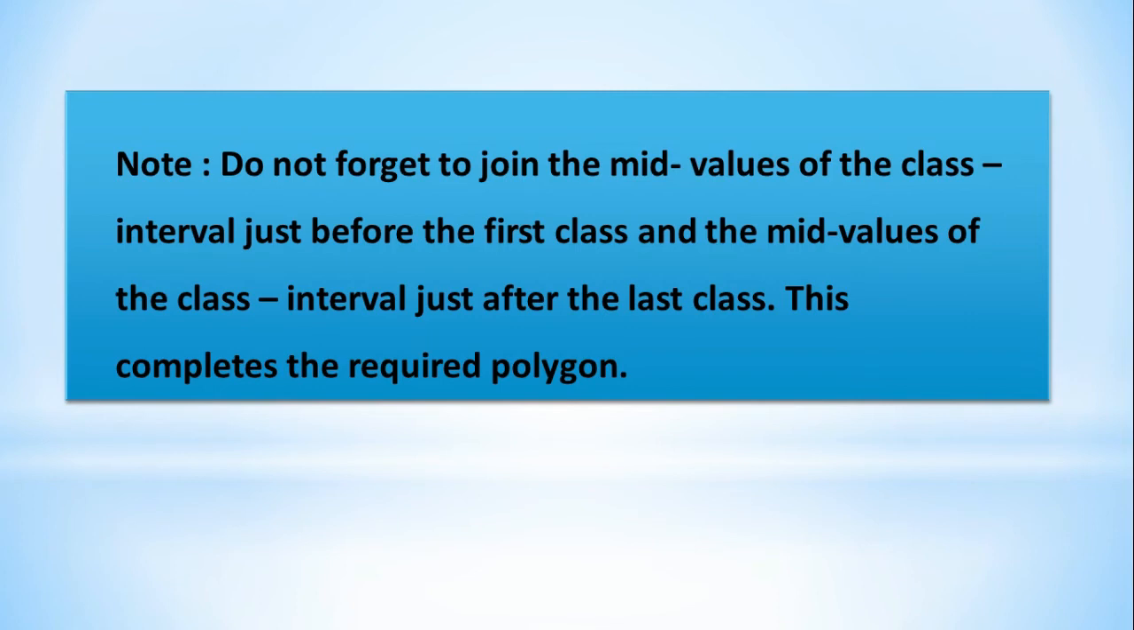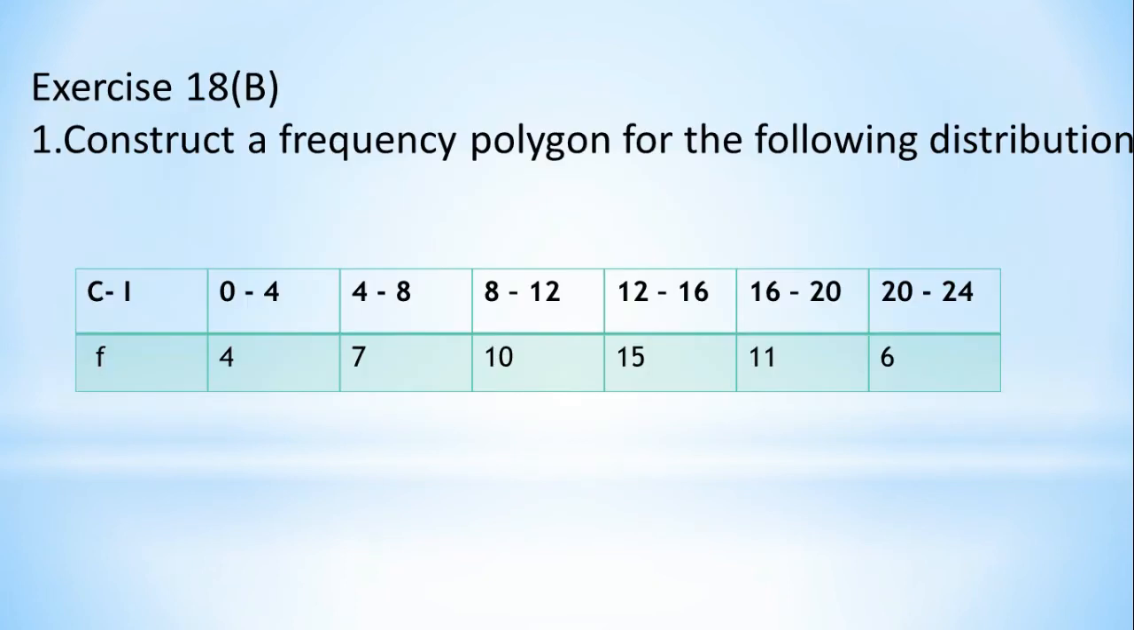Again I am reminding you of this point, children. We either draw the histogram to mark the points and complete the frequency polygon, or directly mark the midpoints and join them to get the frequency polygon. In both cases, we have to mark a point before the first class interval and after the last class interval. Don't forget this step. I'll make it clearer and more detailed while solving the problems. Let us move on to the exercise problems.